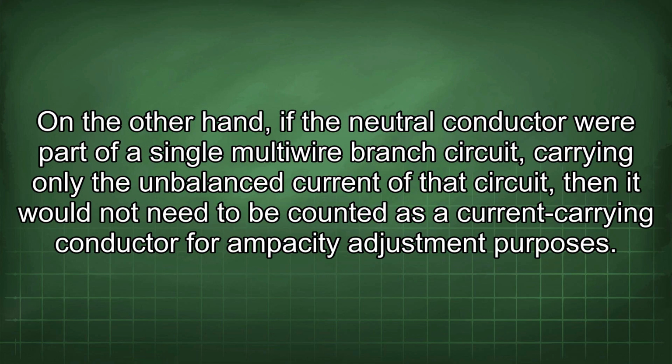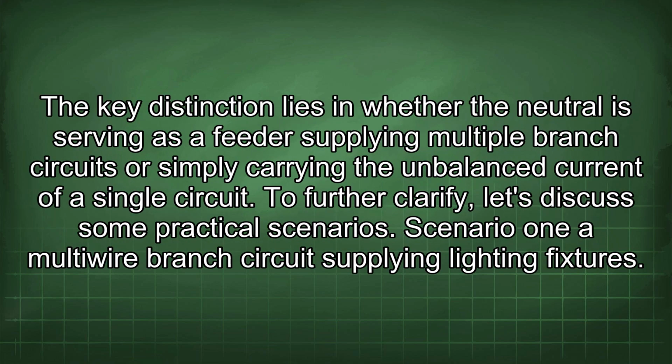On the other hand, if the neutral conductor were part of a single multi-wire branch circuit carrying only the unbalanced current of that circuit, then it would not need to be counted as a current-carrying conductor for ampacity adjustment purposes. The key distinction lies in whether the neutral is serving as a feeder supplying multiple branch circuits or simply carrying the unbalanced current of a single circuit.